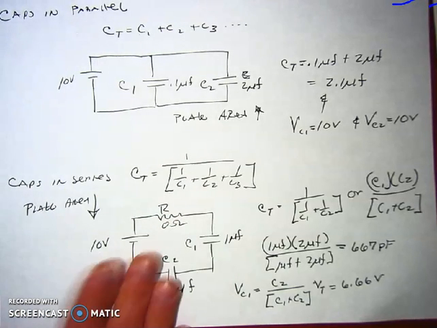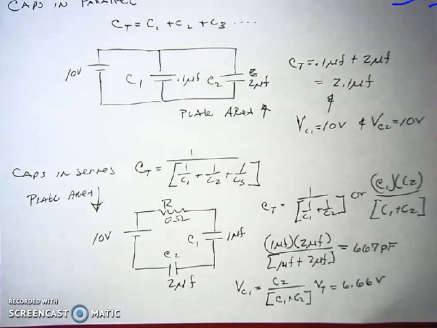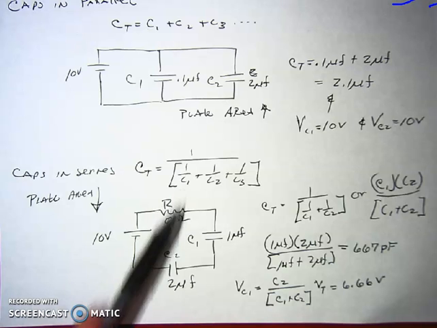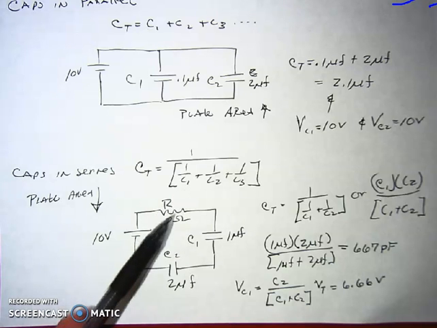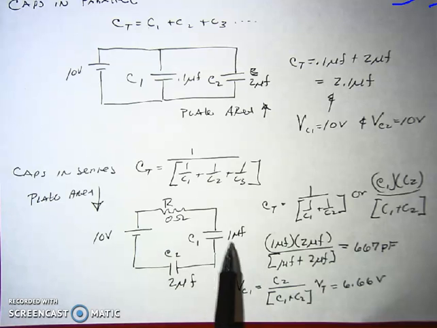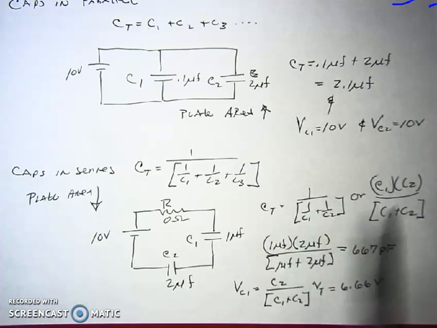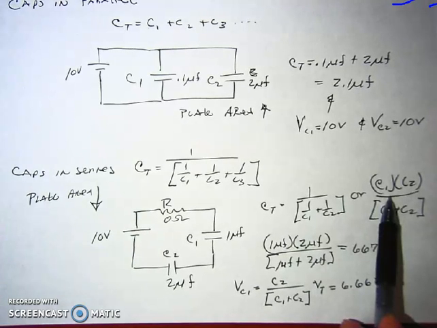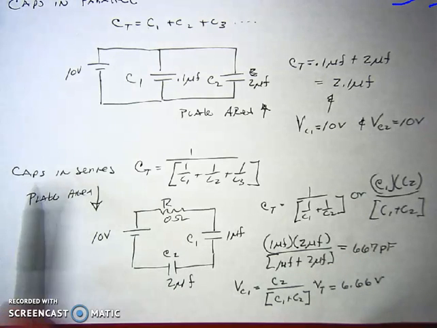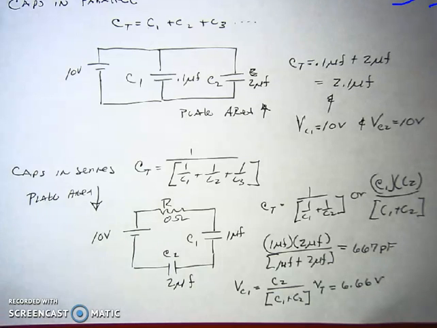How about capacitors in series? Well, capacitors in series uses this equation. And then if we take a look at a circuit here, ignoring this resistor right here, we have 1 microfarad or 2 microfarad. Well, we could use this equation, or we could use this equation, C1 times C2 over C1 plus C2. And if we do that, we come up with 667 picofarads. So caps in series, the plate area decreases.